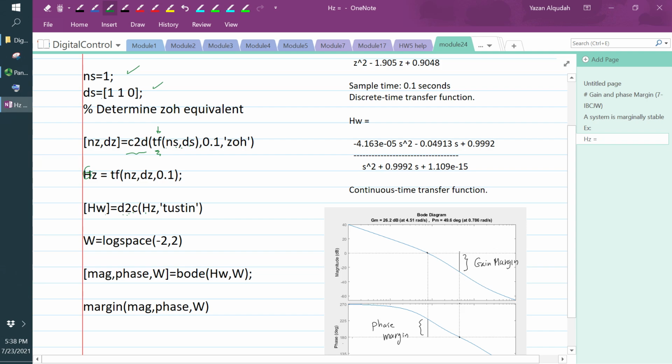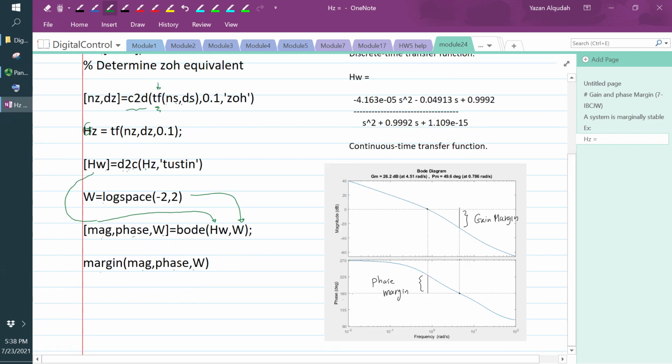So the Bode plot is going to use HW that I calculated here, and the frequency that I can generate from here, and this will give me magnitude and phase and the frequency W. And then I can run margin with magnitude, phase, and W. It will generate these two graphs for me, and it will also give me the value of the gain margin and the phase margin. Okay.